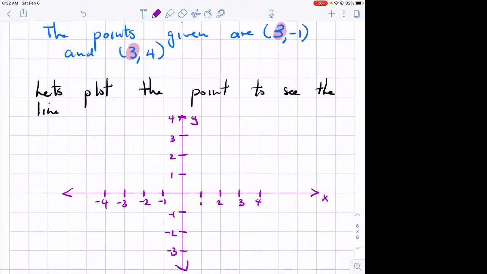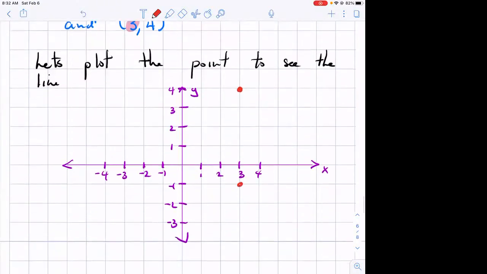The first point, x is 3, y is 4. So that will be this point here. And then the second point is x is 3, y is -1. That's this point here. And if you connect those 2 points, the line passing through those 2 points, you see you have what is a vertical line. And there is no way to tell the steepness of a vertical line. So m is undefined.